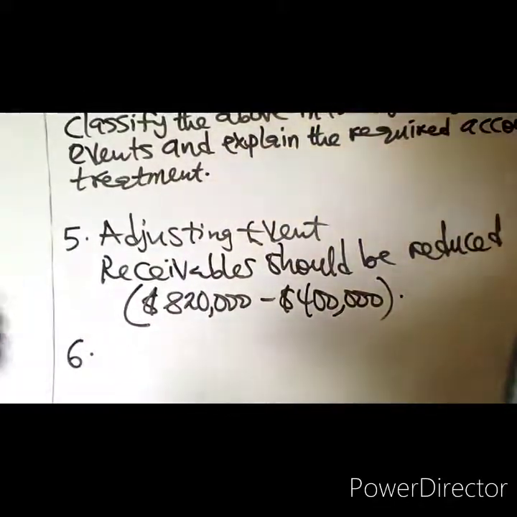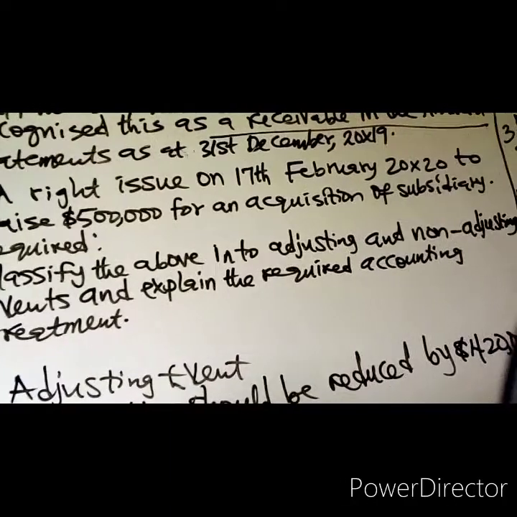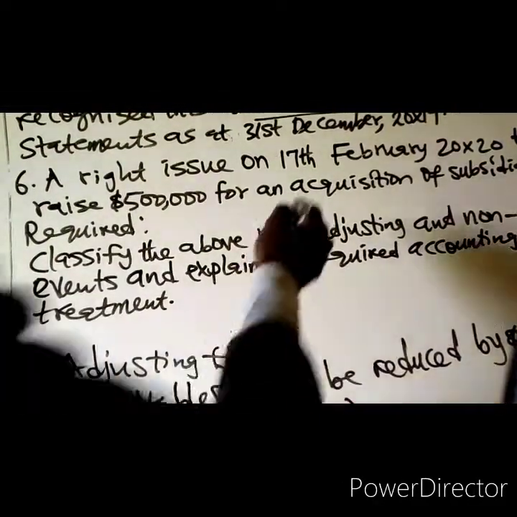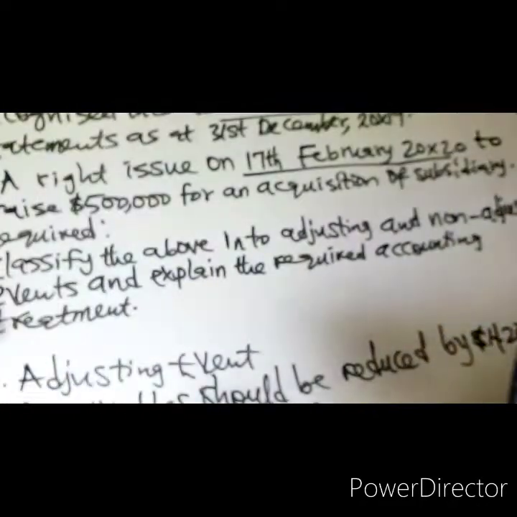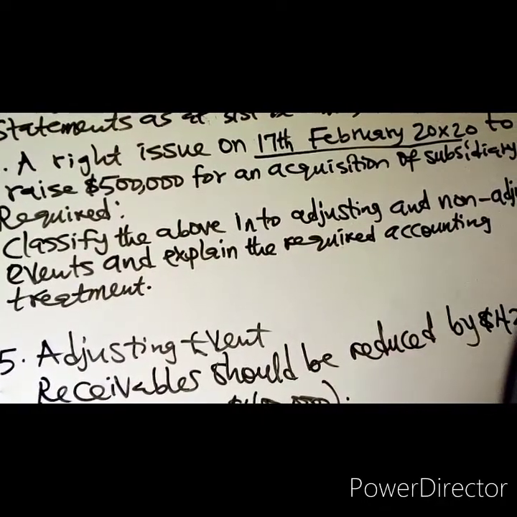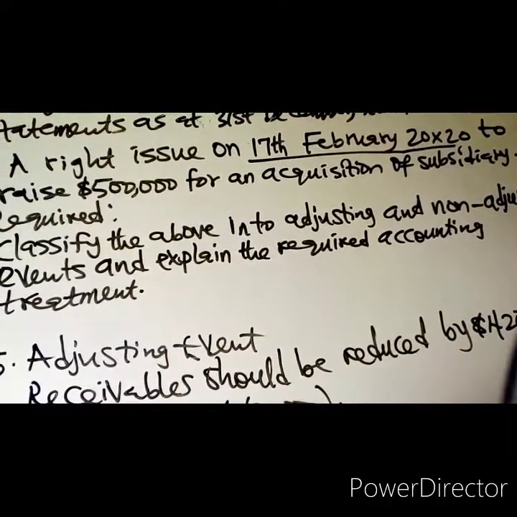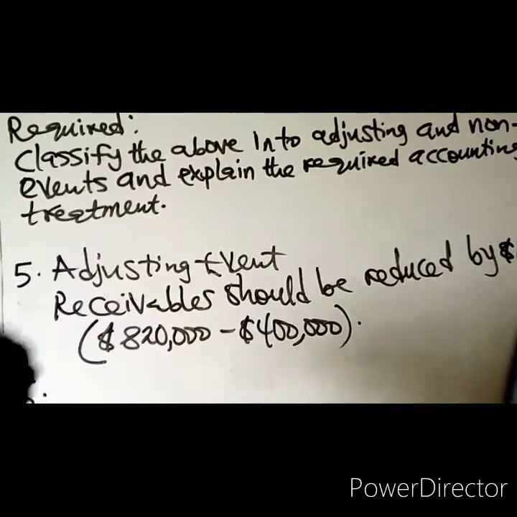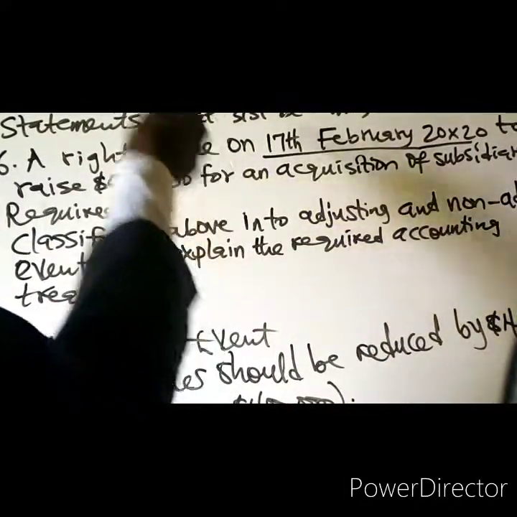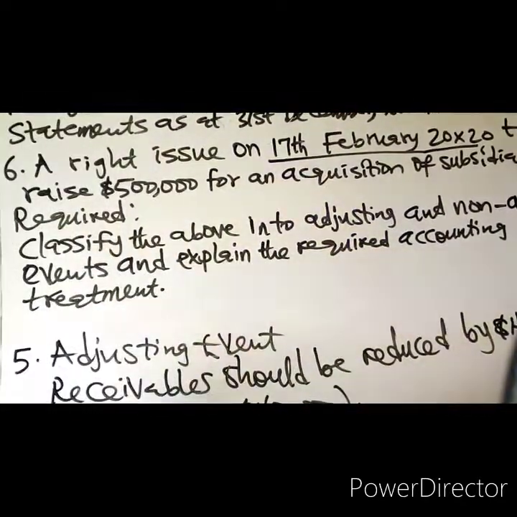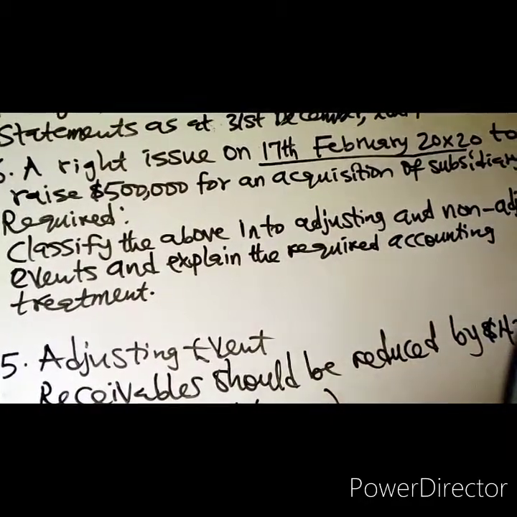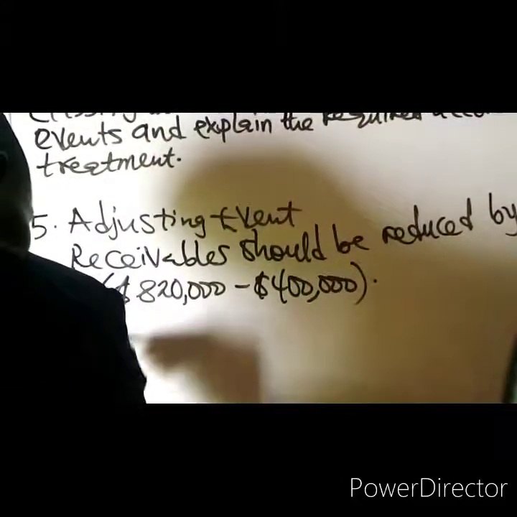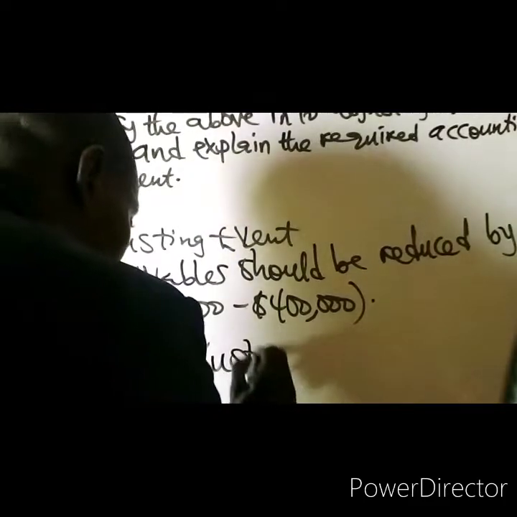Note 6. A rights issue on 17th February 2020 to raise $500,000 for an acquisition of a subsidiary. It was made on 17th February 2020 and the authorization date is April 30, so it is an event after the reporting period, within the scope of IAS 10. The rights issue did not exist before the end of the reporting period. Therefore, it is not an adjusting event. It is a non-adjusting event.